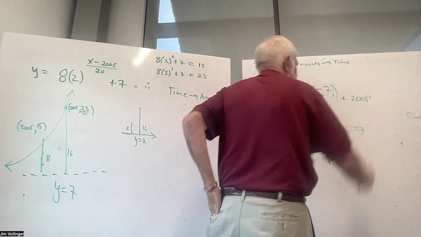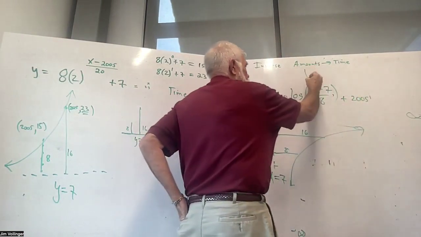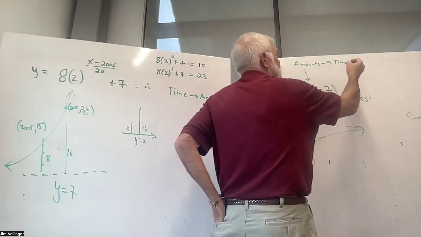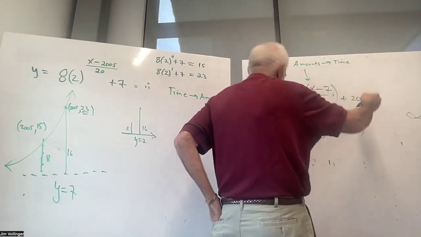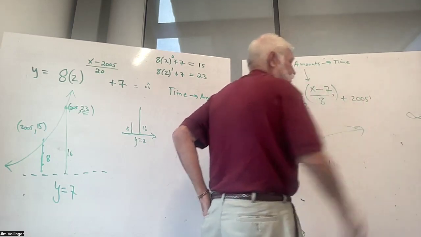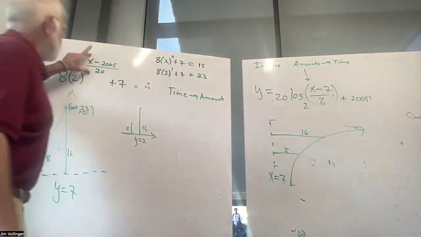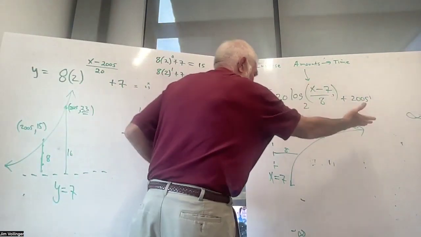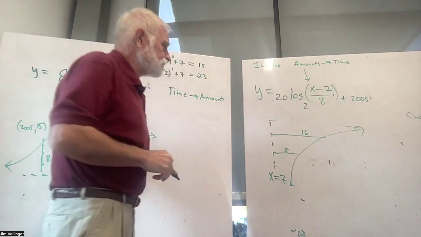Adding 2005. So now my inputs are amounts. And my outputs, took me a while, are years. Over here, years get me amount. Over here, amounts get me years of something. I didn't tell you what kind of amounts.